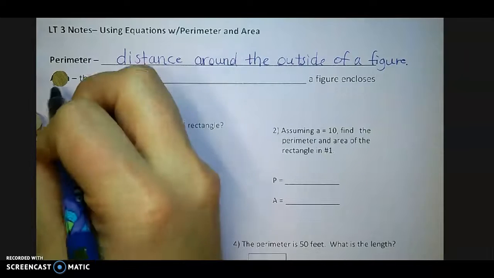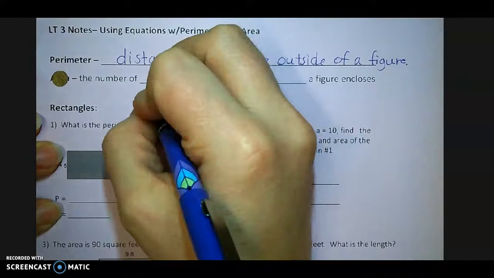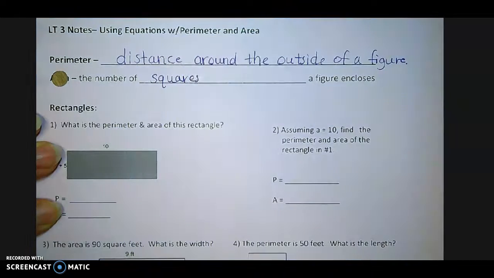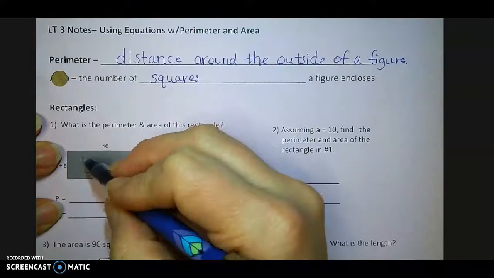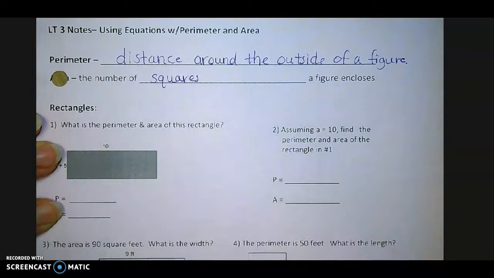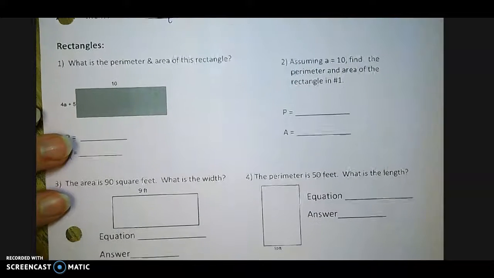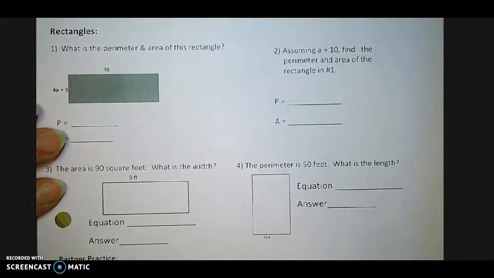Now, area, can't see it, sorry, it's hole punched. Area is the number of squares a figure encloses. And so, in other words, if I were to cut it up into squares, how many of those perfect squares does it enclose? Whether that's square feet, square meters, square inches, square yards, square miles, but it's in squares.